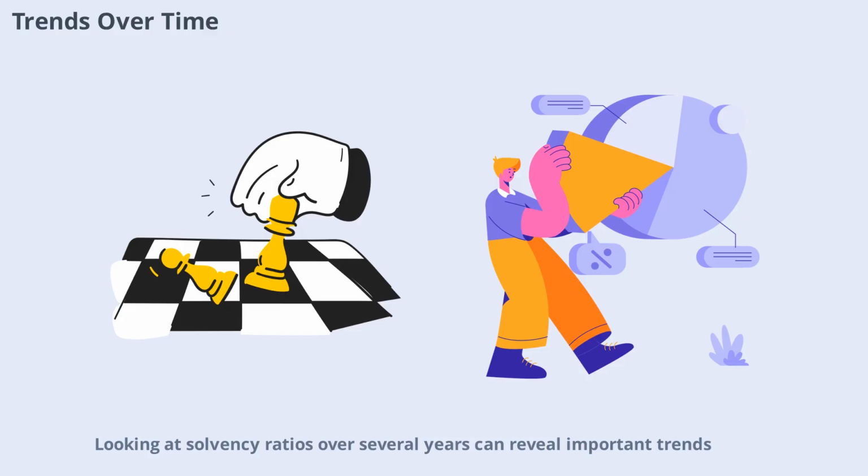Looking at solvency ratios over several years can reveal important trends. A company with improving ratios is likely strengthening its financial position, while deteriorating ratios could signal trouble ahead. Trend analysis helps investors and managers spot potential issues early and take corrective action before problems become severe.